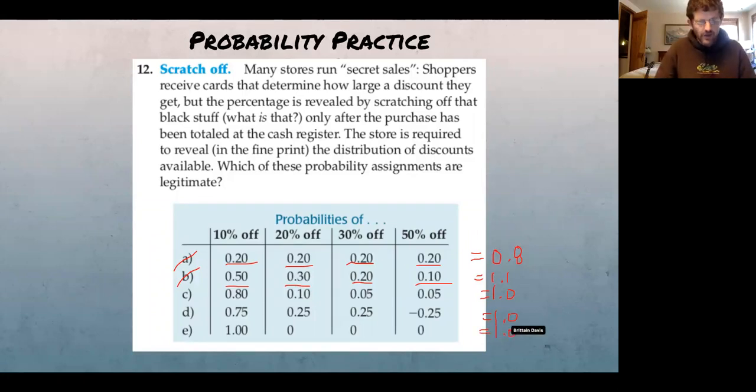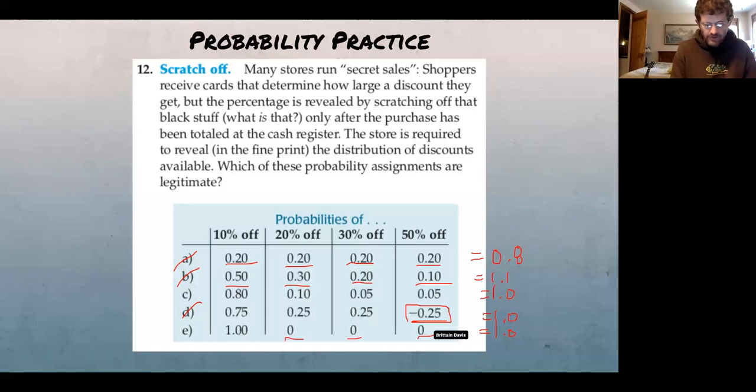So the other criterion that has to be met is that every probability must be between 0 and 1. It's always a positive probability. So therefore, this is not a legitimate probability, which means this is not a legitimate probability distribution for the sample space. C and E are both valid. Sure, you have a bunch of 0% probabilities, but it doesn't matter. We just know that you're guaranteed to get 10% off.